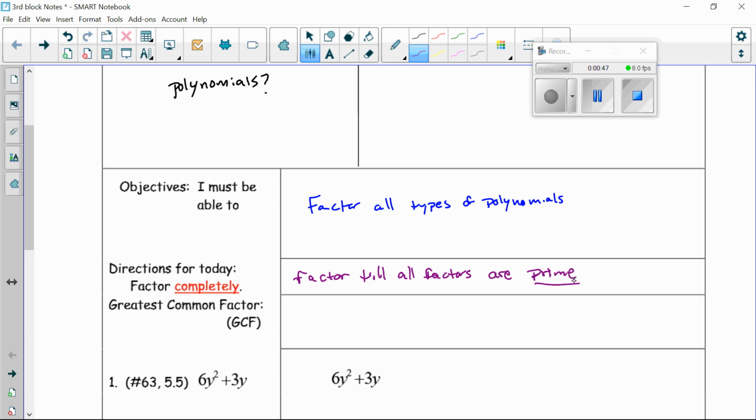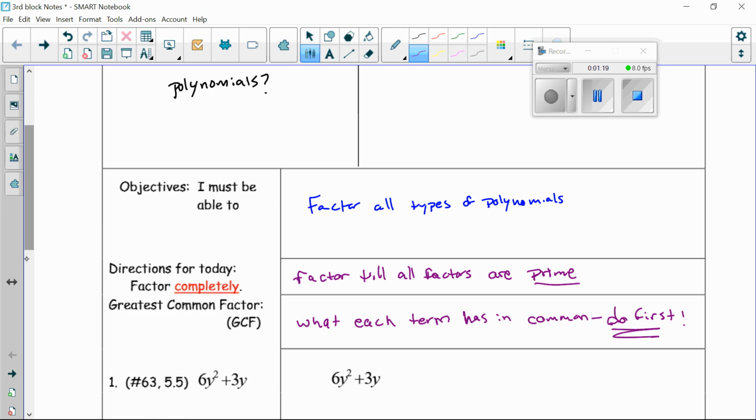So the first step to every factoring problem, every single factoring problem, is your GCF, which is what each term has in common. And you're going to do this first, no matter what. Okay, so your first step to every factoring problem is your GCF.